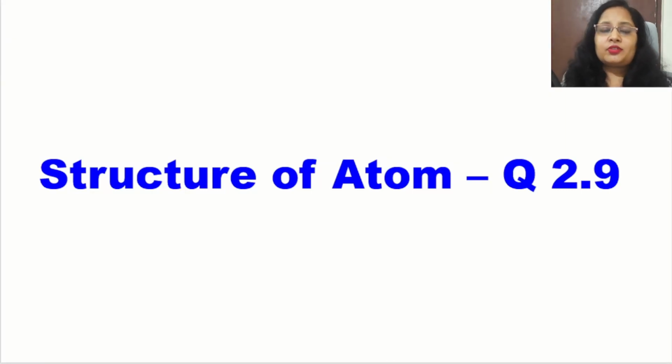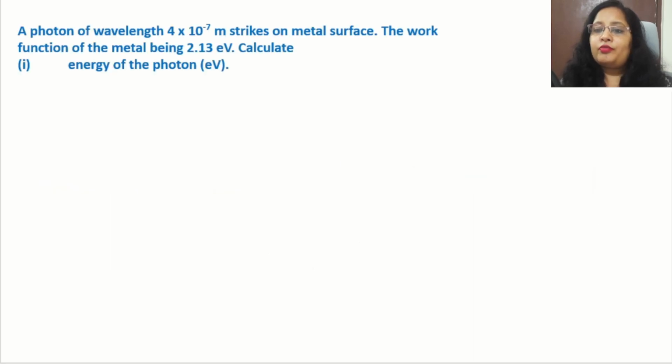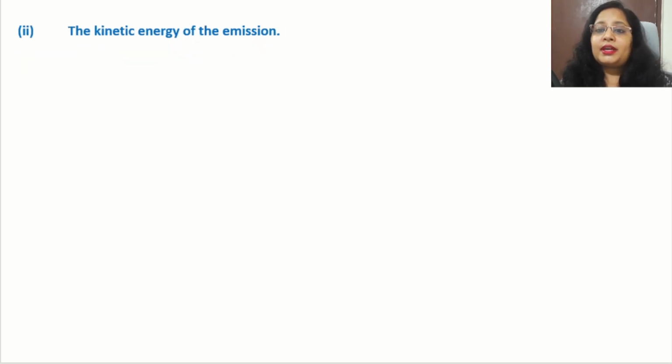So friends, today's video is question number 2.9 from the NCERT textbook, class 11, and the chapter name is Structure of Atom. Let's have a question. A photon of wavelength 4 into 10 to the power minus 7 meters strikes on a metal surface. The work function of the metal being 2.13 electron volt. Now calculate: the first part is the energy of the photon. Second is the kinetic energy of the emission. And the third part is the velocity of the photoelectron, if 1 electron volt is equal to 1.602 into 10 to the power minus 19 joule.